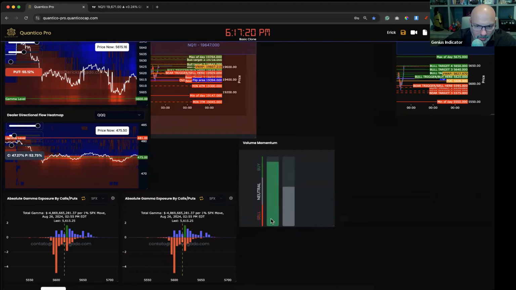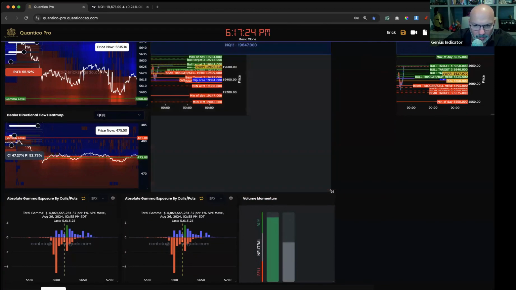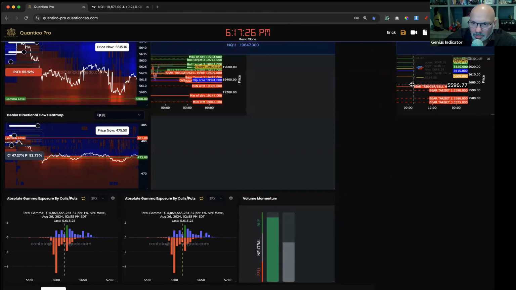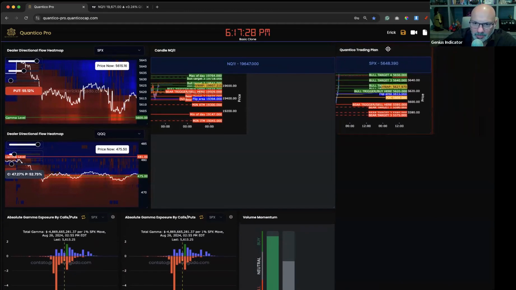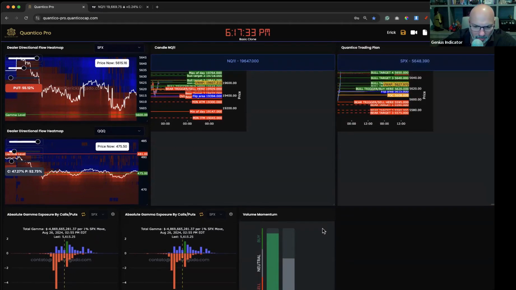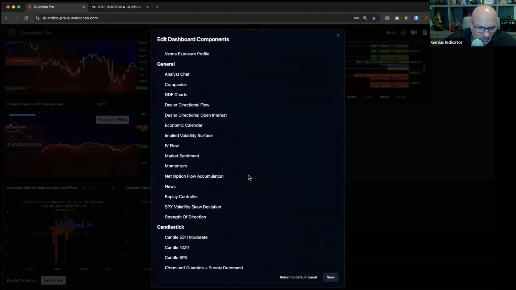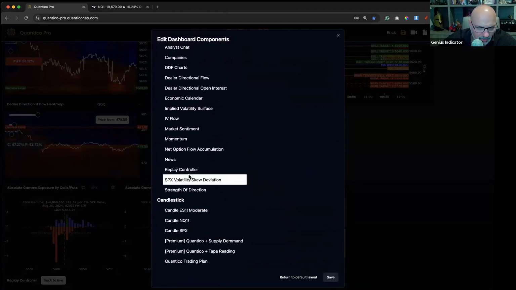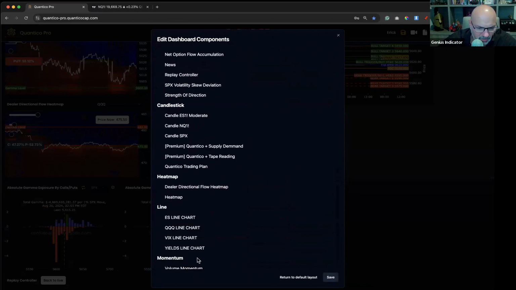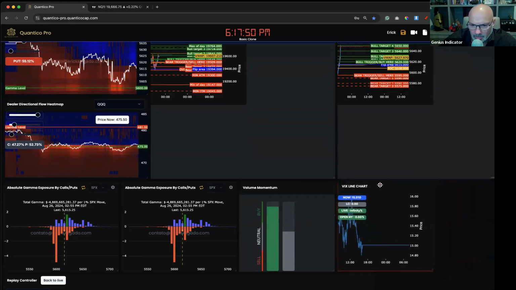Let's make MEQ big. Also, let's make SPX big as well. Okay, now we have the momentum right here. And since we have some space, we can also add VIX to keep watching what VIX is doing. That's it. VIX line chart. There we go. Now bring VIX here. And we are good to go.